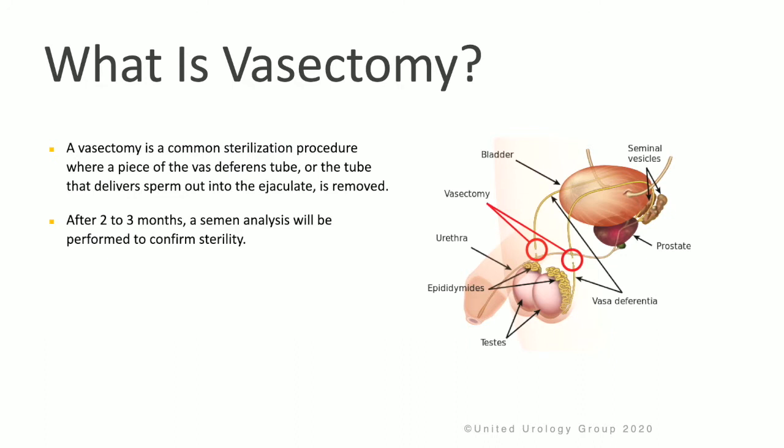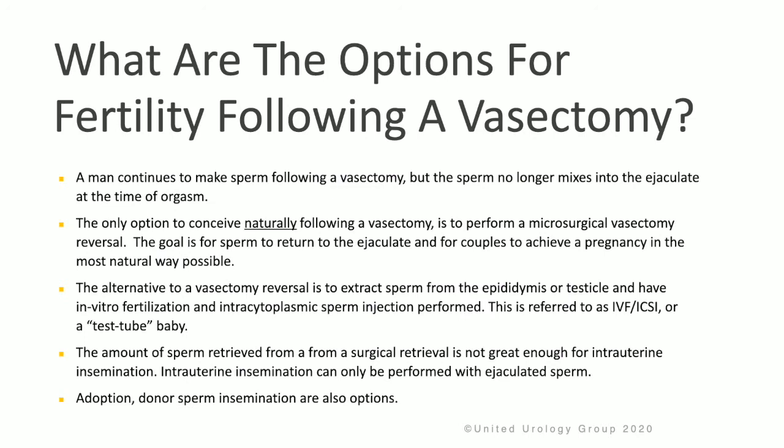After 2 to 3 months following a vasectomy, a semen analysis will be performed to confirm sterility. A man continues to make sperm following a vasectomy, but the sperm no longer mixes into the ejaculate at the time of orgasm. The only option to conceive naturally following a vasectomy is to perform a microsurgical vasectomy reversal. The goal is for sperm to return to the ejaculate so that couples can go on to achieve a pregnancy naturally.